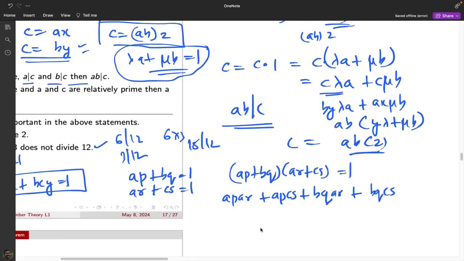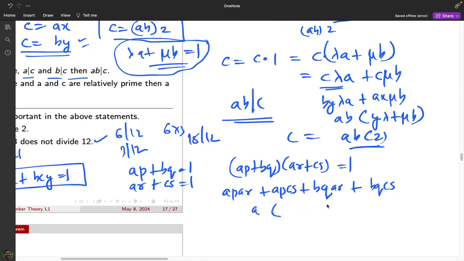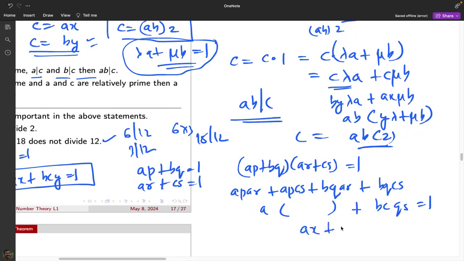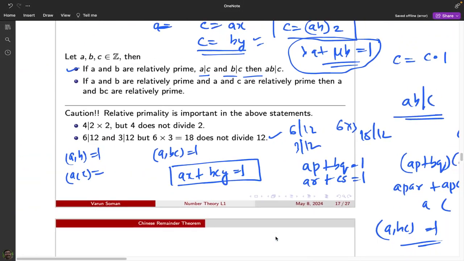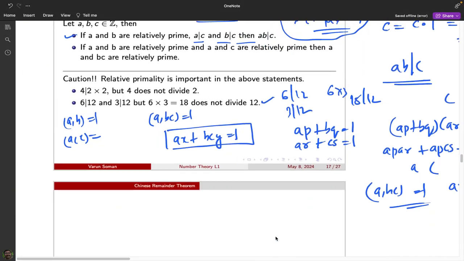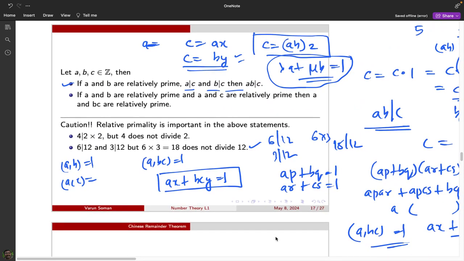So you can see that there is A into some factor. You can take A here plus BC into QS is equal to 1. So you can see that some A into X plus some BC into Y is actually equal to 1. That means A and BC have GCD 1. Okay, that's the idea here. So A and BC are relatively prime. Okay, so these were some important results regarding this GCD. So we will deal with Chinese remainder theorem in the next lecture. Okay, thank you.